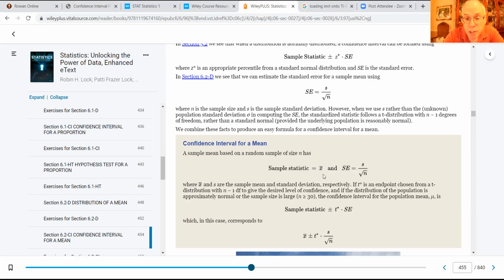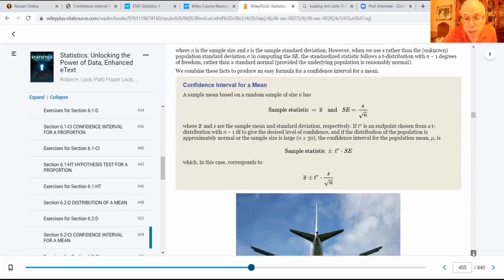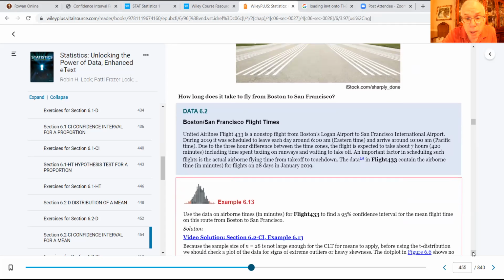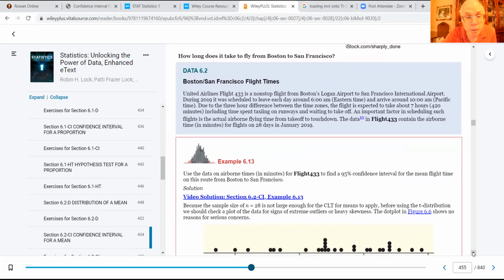So if the sample statistic is the sample mean, x bar, and the standard error is s divided by the square root of n, then the confidence interval will be the sample statistic x bar plus or minus t star times s divided by the square root of n, where t star is the t endpoint for the confidence level. And we're going to use inverse t to find that, just like we did a few minutes ago. All right, so just a little bit of change, not a big deal. Let's do an example here.